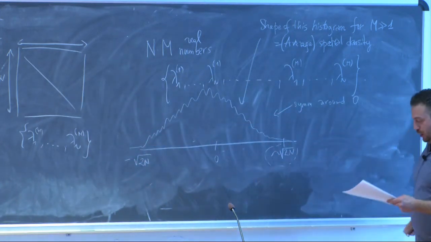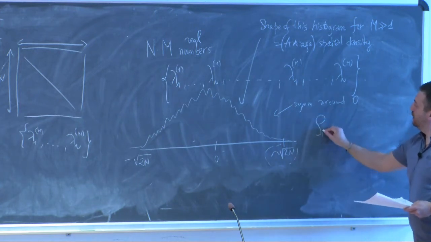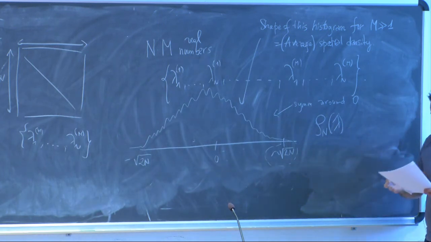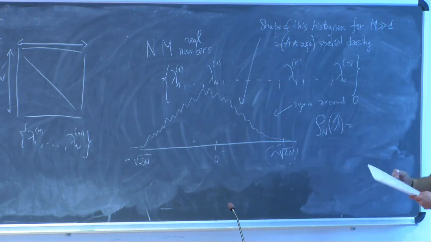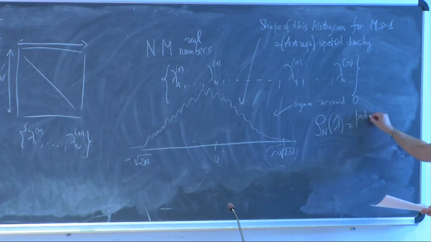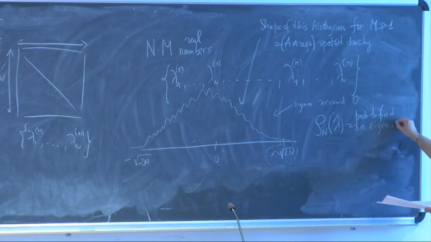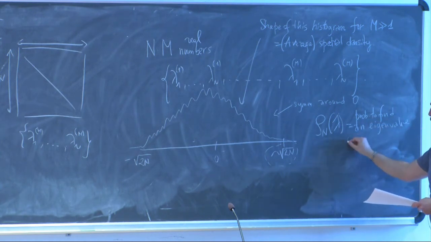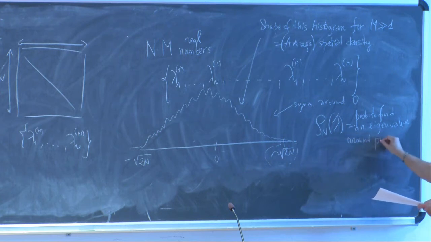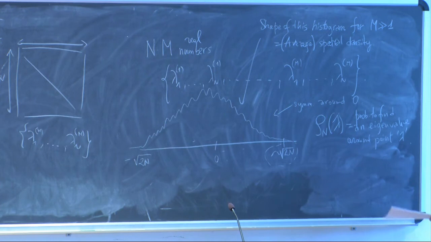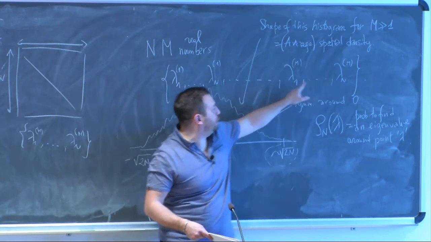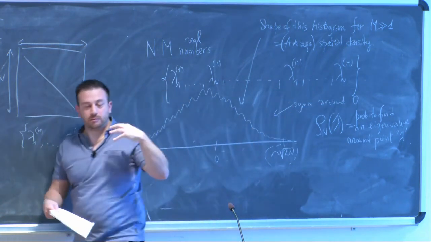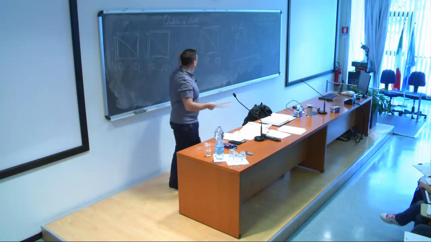Okay? And we call it rho n of lambda. So rho n of lambda, which is the shape of this histogram, in words, is the probability to find an eigenvalue around the point lambda, an eigenvalue in this mega vector. So it is a probability regardless of which sample it came from.